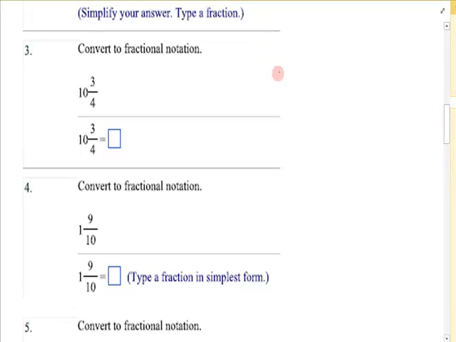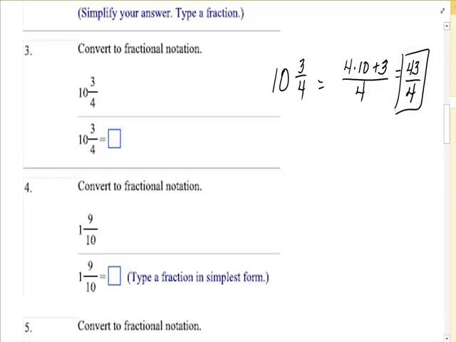All right, I have 10 3/4. That's 4 times 10, plus the 3 that's already up there. Keep it over the 4. 4 times 10 is 40, plus 3. That gives me 43 over 4 as my improper fraction.